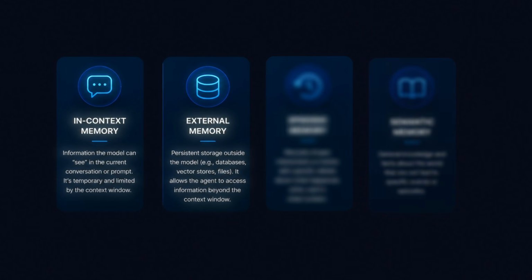2, external memory. This is any persistent store outside of the model. This could be a database, a vector store, a file system. The agent reaches into it deliberately, usually through a search or lookup tool.